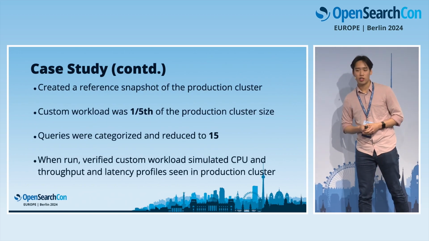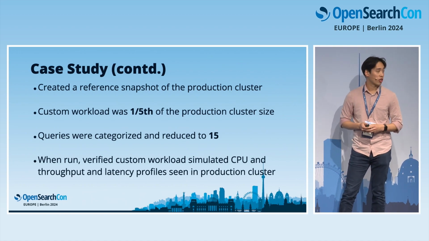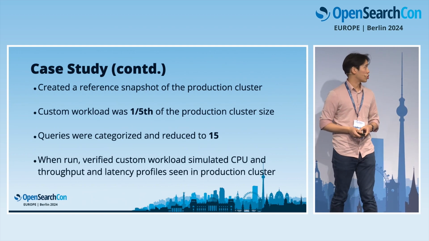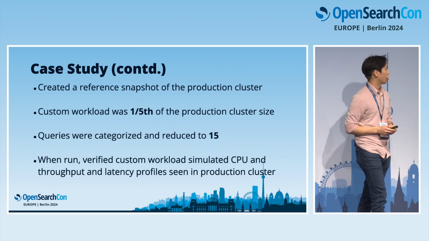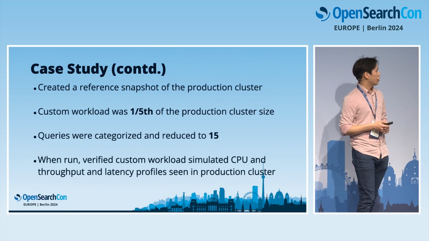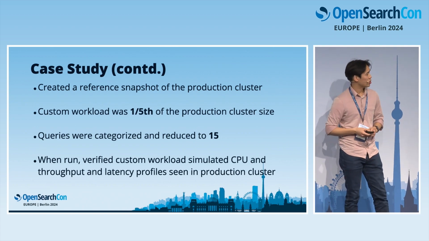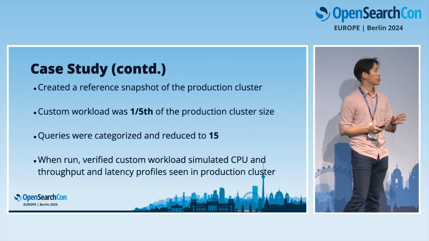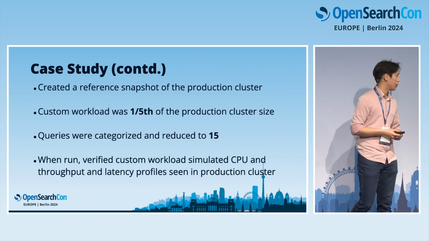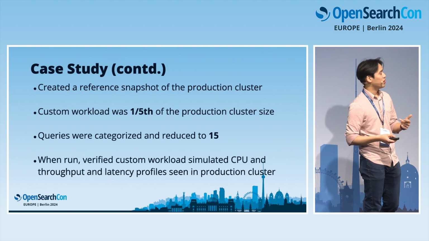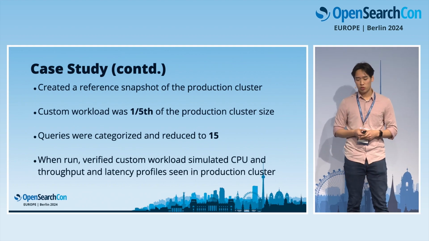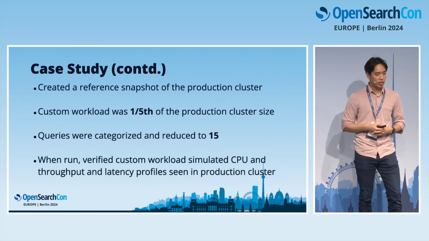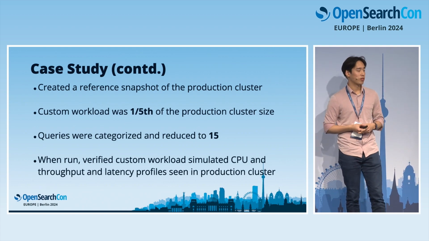So what did we do in the end? We took a snapshot of the production cluster and we worked off of that while it continued to evolve. We used OSB to create a custom workload that was 1/5 of the production cluster size. The 1,500 queries that we got, we slimmed them down to 15 queries, and we ensured that they still had the same composition seen in that superset of 1,500 queries. And then we ran the test several times with several iterations with different workload parameters until we got similar CPU metrics and throughput and latency profiles.